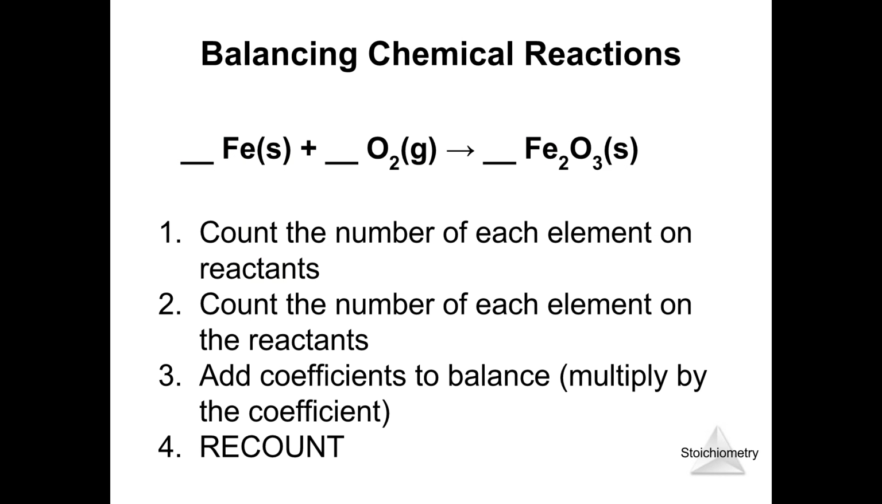So the first one we're going to look at is iron plus oxygen gives us iron 3 oxide. So when we do this, we want to count the number of each element in the reactants, count the number of each element in the products, and then we're going to add coefficients to balance, and we always want to go back and recount after we've made any change, just to make sure we don't need to make any changes.